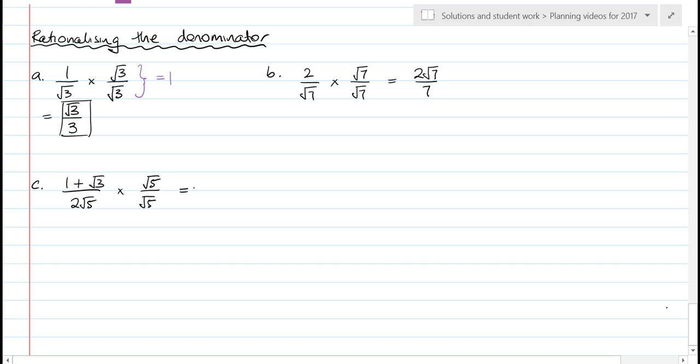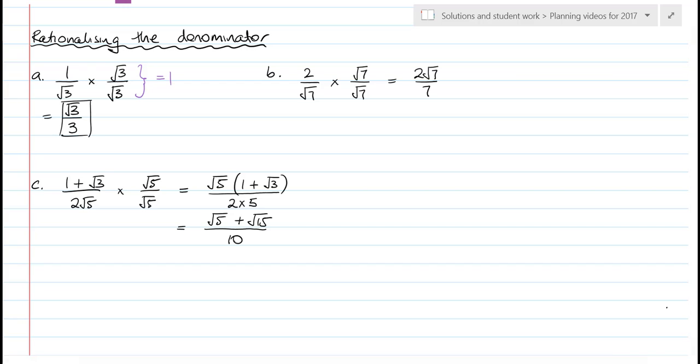And now I do that multiplication. So I get root 5 times the top, which has 2 terms this time, so I have to be careful, over 2 times root 5 squared, which is just 2 times 5. And I distribute the top, giving me root 5 plus root 15 over 10. And that is fully simplified. Root 5 and root 15 are in their lowest terms, and there's not much more I can do with that. And in fact, in some cases, you might even leave the numerator in this form, in a factorized form.